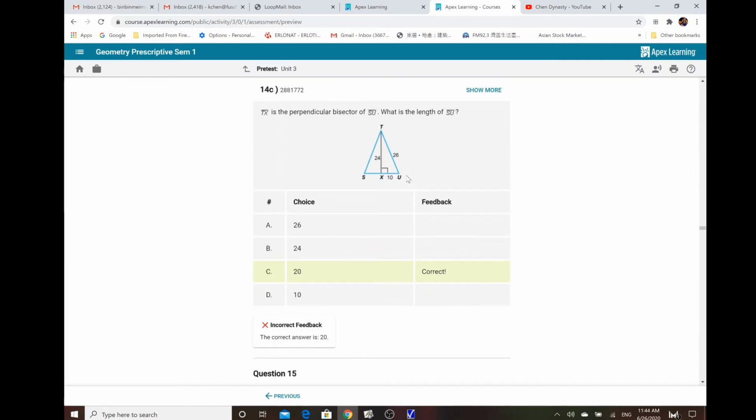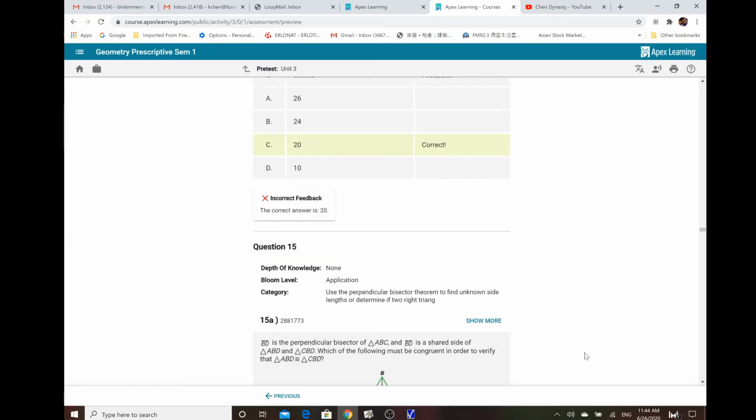Okay, so this one is quite similar to 14a. Half of it is 10. So what's the measure of the entire segment of the base? So 10 plus 10, 20.